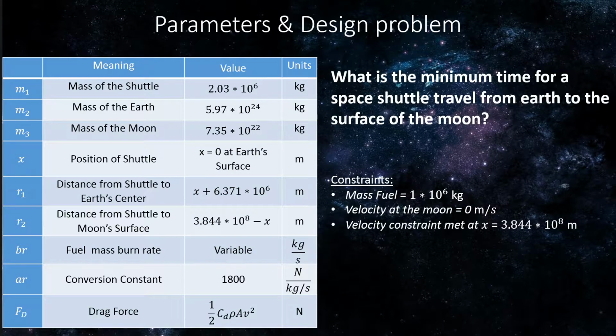So displayed on this slide are the parameters that we used for the simulation. These values were based off of literature values, and the design problem was, what is the minimum time for a space shuttle to travel from Earth to the surface of the Moon? And this optimization was subject to certain constraints, being that we could not exceed a given amount of mass for the fuel that was provided, and also the space shuttle would have to reach a velocity of 0 once its position was at the surface of the Moon. So this means it would decelerate and arrive at 0 so that it could safely land without crashing while still making it the full distance to the Moon.